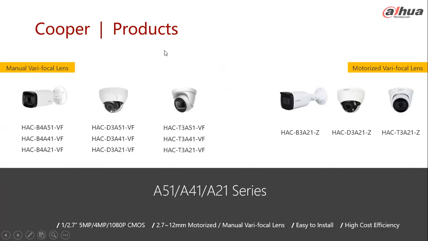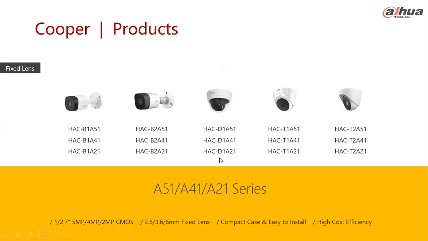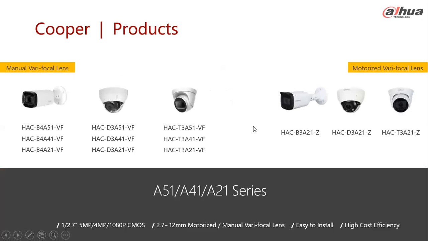For manual varifocal, that is, you need to adjust the manual varifocal in the Cooper series. So you can see the VF here, varifocal. If you have motorized, you can see the same naming with a Z. So if you see a Z, it's a motorized lens, but this one is a varifocal lens. Varifocal meaning you need to adjust the lens manually, VF.